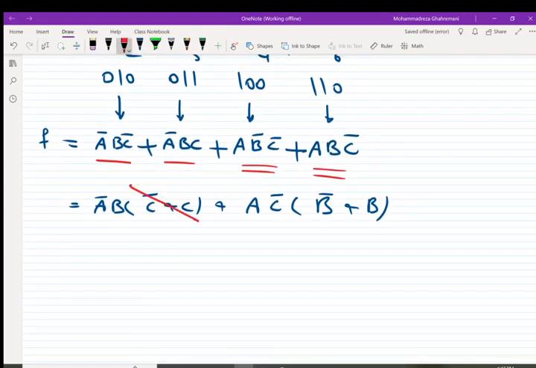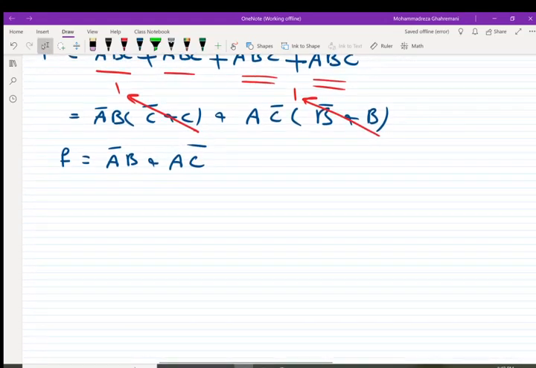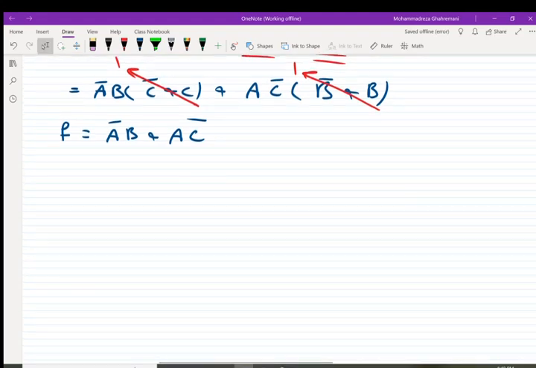Okay, we know that C plus C bar is 1, B plus B bar is 1. So the function will be equal to A bar B plus A C bar. Okay, this one is the simplest sum of product form. And now we just need to draw the circuit.